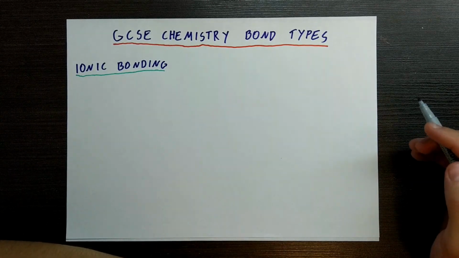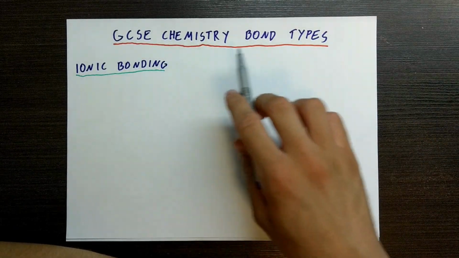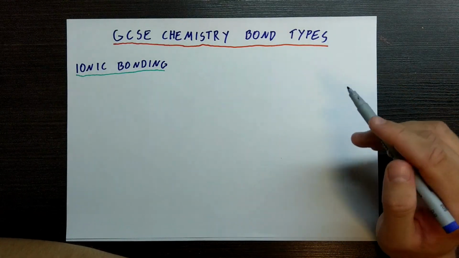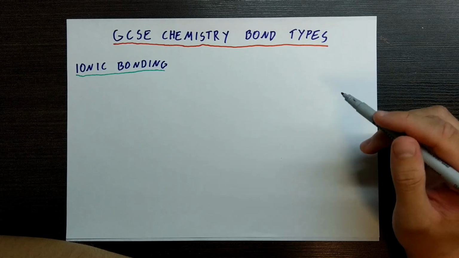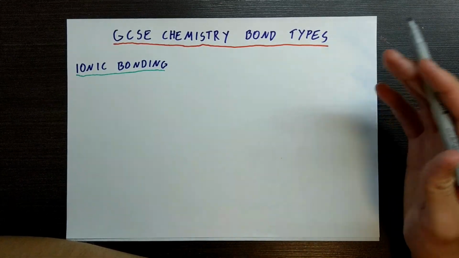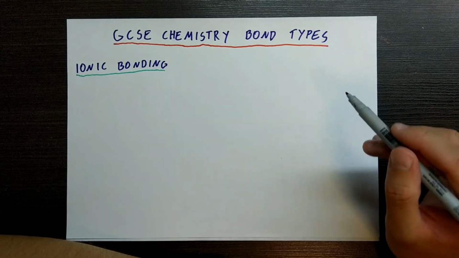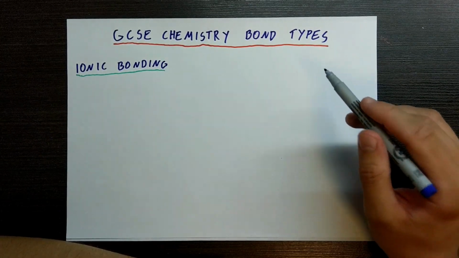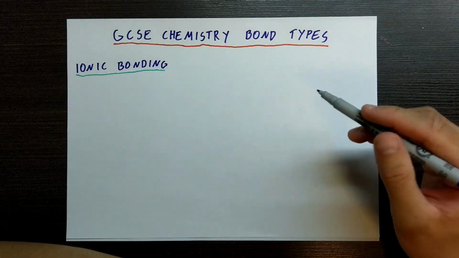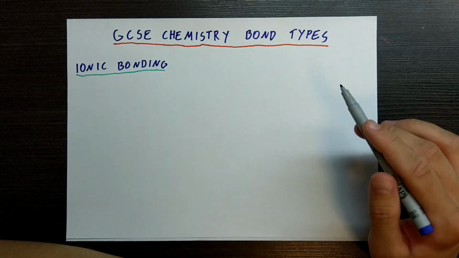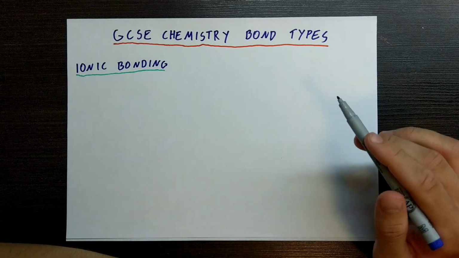Today we will be looking at GCSE chemistry bond types. This is an important topic because it explains how the whole chemical reactions happen. Today we will look at 3 different types of bonding that happen between atoms, elements and molecules. So without further ado, let's get started.